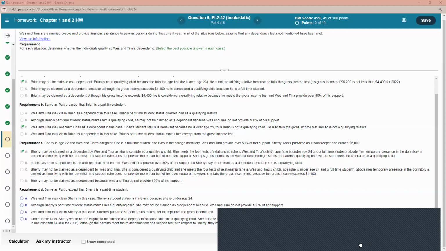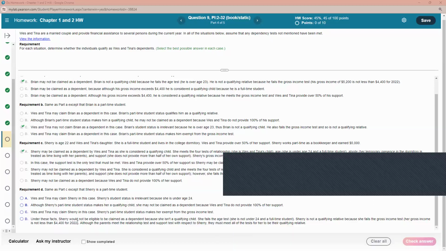That is incorrect. D, under these facts, Sherry would not be eligible to be claimed as a dependent because she's not a qualifying child. She fails the age test, correct? She is 22. She's above the age of 19. And yes, she is under the age of 24, but she is not in school full-time. And she cannot be a qualifying relative because she fails the gross income test.